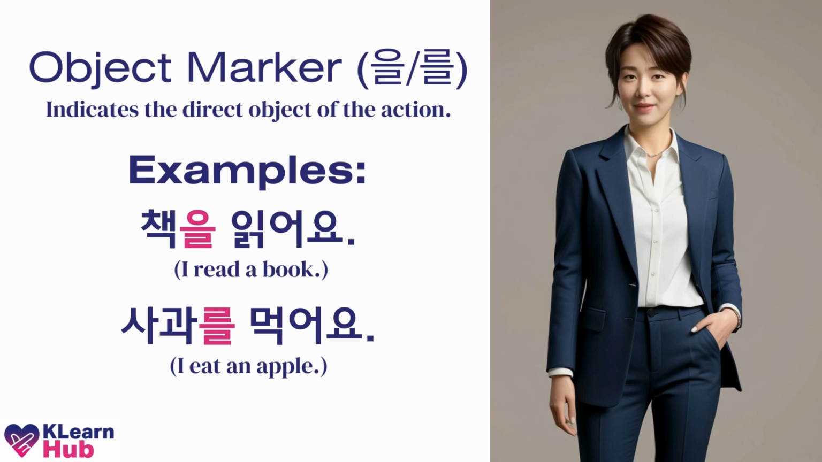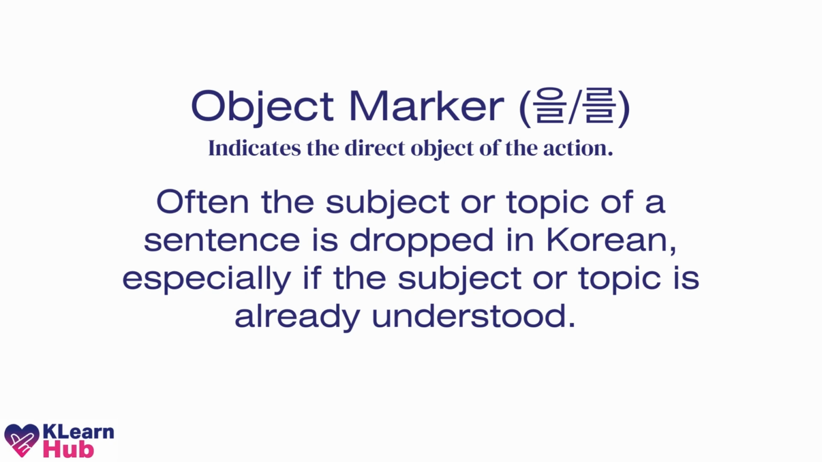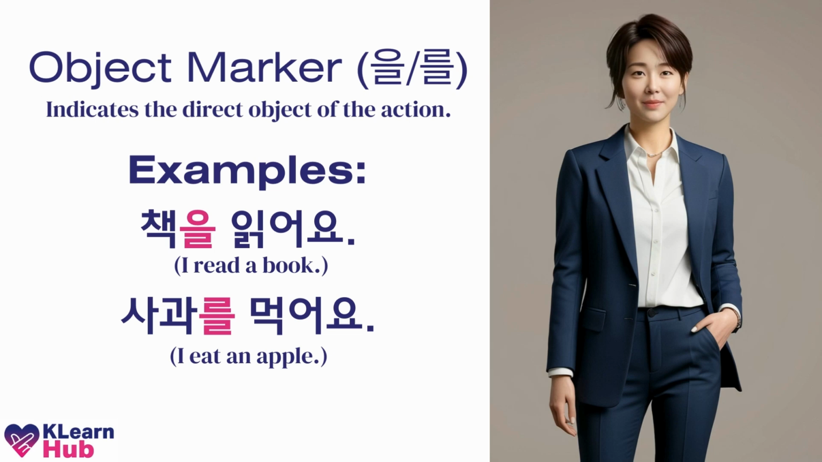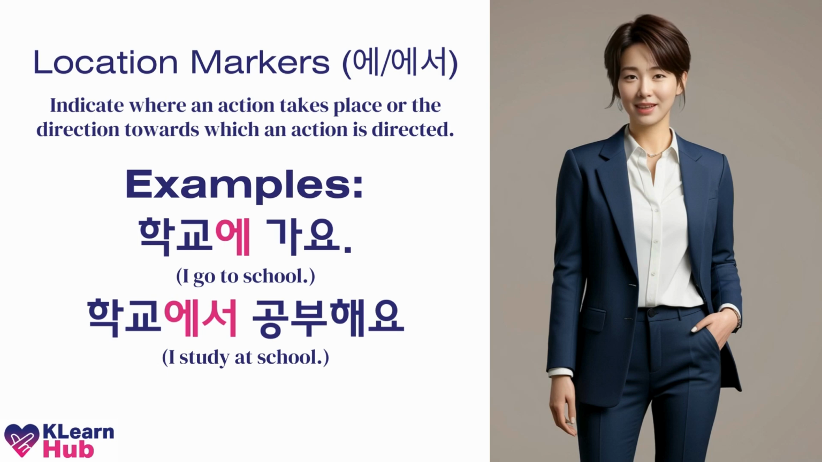Now, let's move on to the object marker, which uses 을 for the consonant ending and 를 for the vowel ending. The object marker indicates the direct object of the action. In these examples, we're not including the subject or topic in the sentence, because often the first part of a sentence is dropped in Korean, especially if the subject or topic is already understood. Based on this assumption, let's proceed with the sentence examples. The first sentence is, I read a book. 책을 읽어요. And the second is, I eat an apple. 사과를 먹어요.